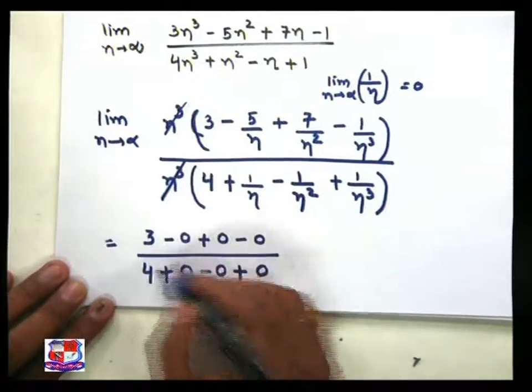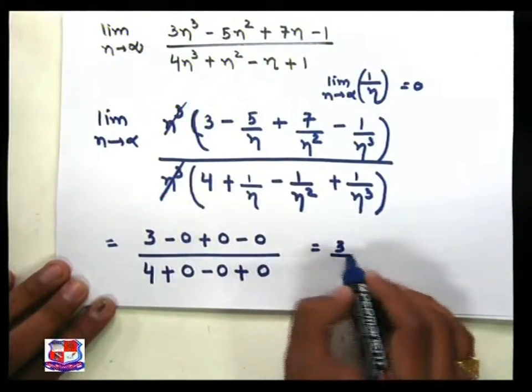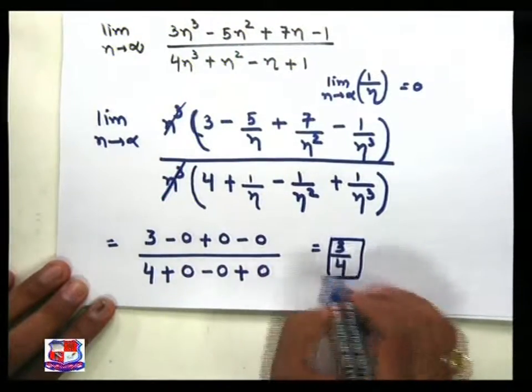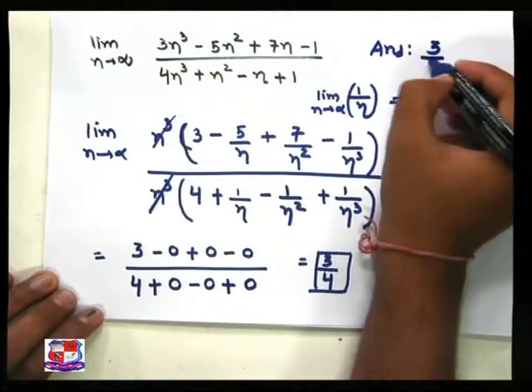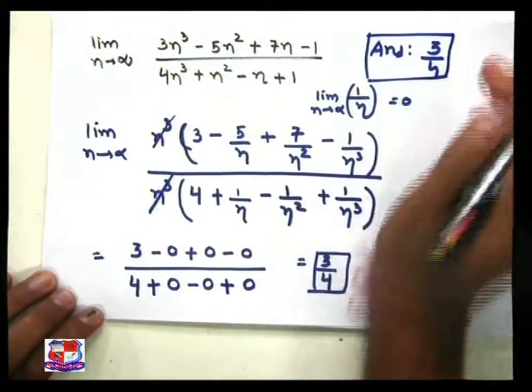again 0, so finally the result is 3/4. So we write it, our answer is 3/4. Now we move to our next question.